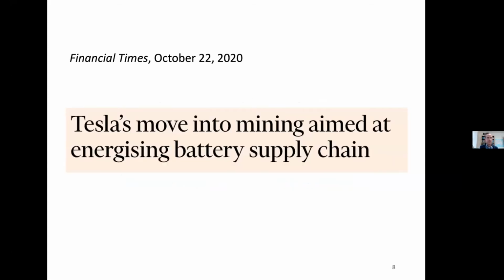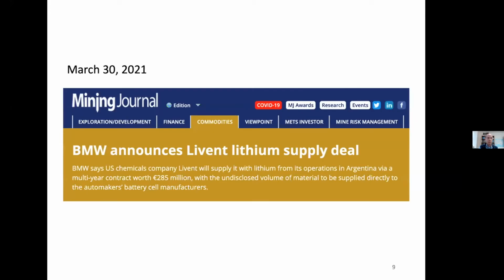For Tesla, for example, Tesla has moved into mining, as we heard from Jesse, because it's concerned about its supply chain risks. BMW has announced a supply deal with Livent Lithium. So an automobile manufacturer having a strategic arrangement with a raw material supplier because of concerns about supply chain risks or availability in one sense or another. It could be physical availability. It could be concern about volatile prices.